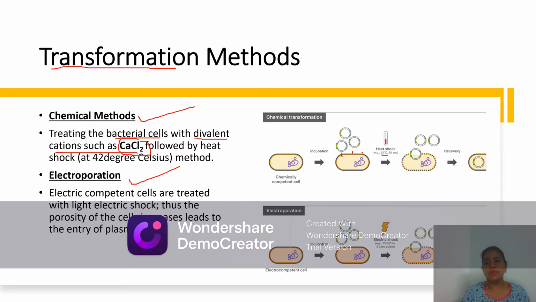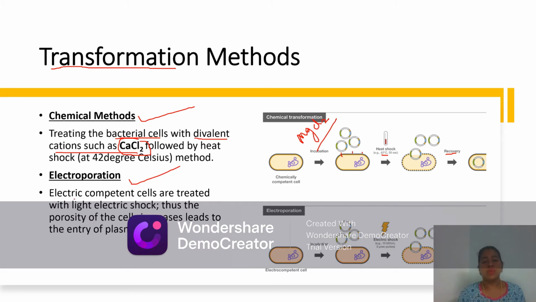After that, you will be recovering the cells. Recovery is through the chilling process. You will be keeping them in the freezer. Once it's chilling, the membrane will repair itself. Fine. So here you can see the cells have absorbed the plasmid. This is chemical transformation using divalent cations like calcium chloride or magnesium chloride. Fine. The next method is electroporation.